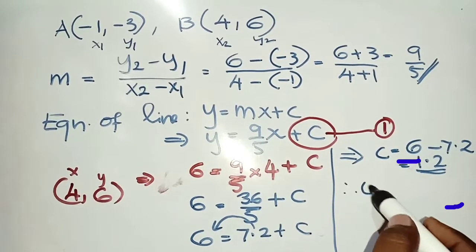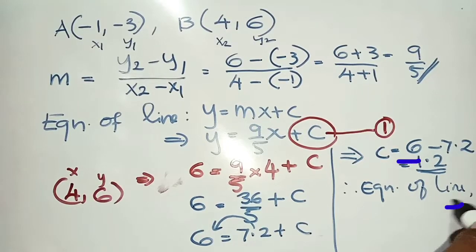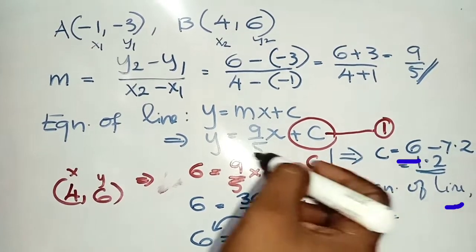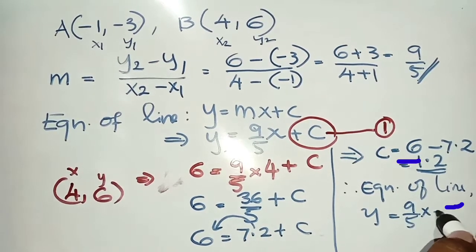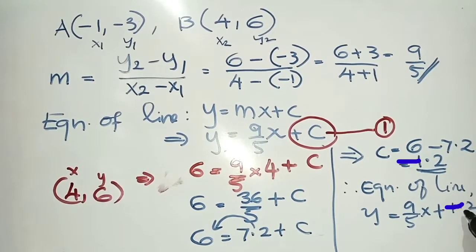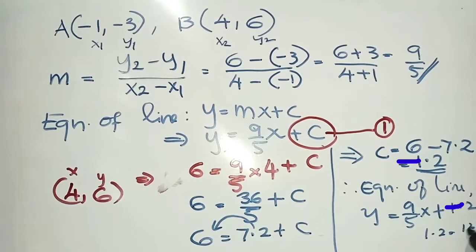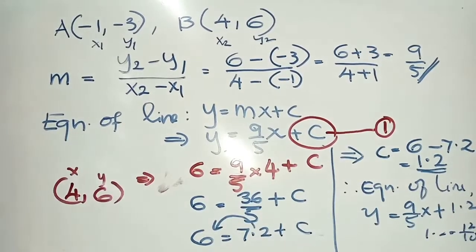So we can find the equation of the line as y equals mx plus c, which is y equals 9/5 x plus c as minus 1.2. So we get y equals 9/5 x minus 1.2, and 1.2 can be written as 12 by 10, which is equal to 6 divided by 5.